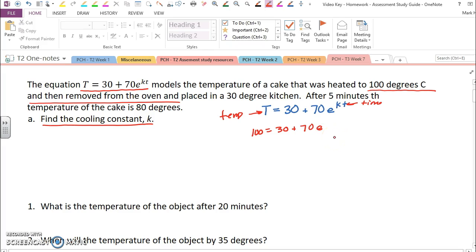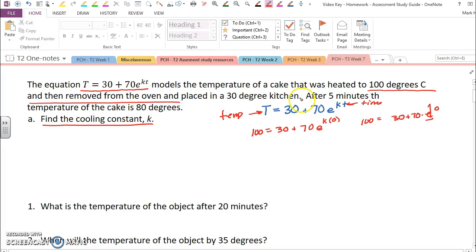e to the K times 0. Well, it turns out this makes total sense. We haven't really solved for anything. This is just proving that our equation is true, because 100 equals 30 plus 70 times e to the 0, which will be 1.